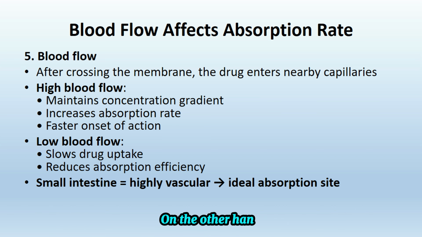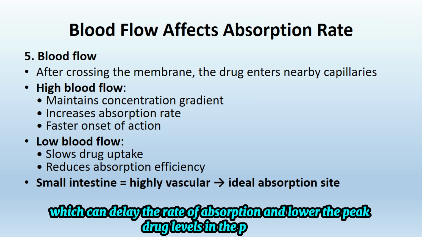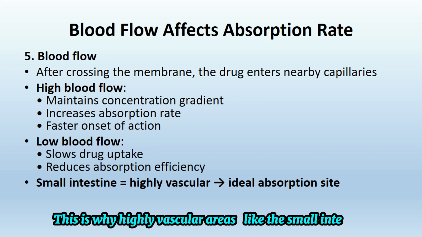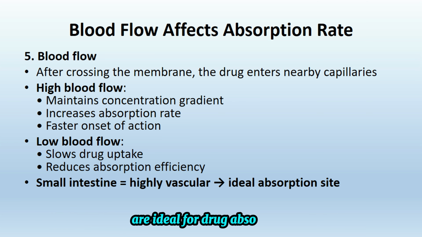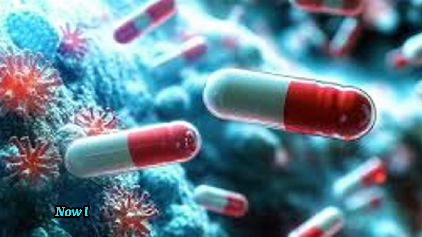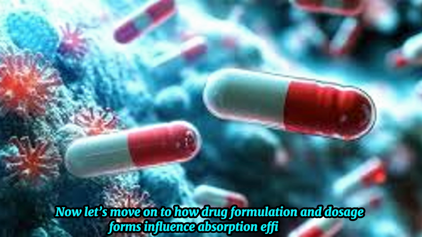On the other hand, low blood flow slows this uptake, which can delay the rate of absorption and lower the peak drug levels in the plasma. This is why highly vascular areas, like the small intestine, are ideal for drug absorption, while poorly perfused areas, such as scar tissue or diseased regions, show reduced absorption. In summary, more blood flow equals faster and more efficient drug absorption. Now let's move on to how drug formulation and dosage forms influence absorption efficiency.